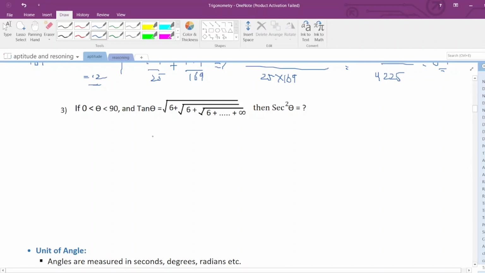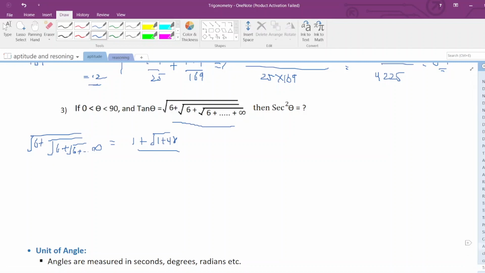Now see here, first of all take this one. Just take that one first of all. Root over 6 plus root over 6 plus root over 6 plus so on to infinity. We know this formula, right? 1 plus root over 1 plus 4x, by how much?